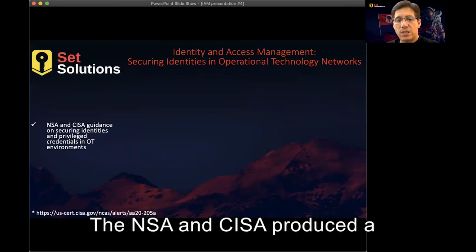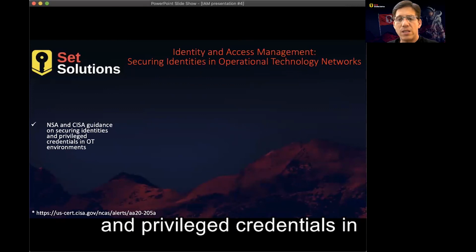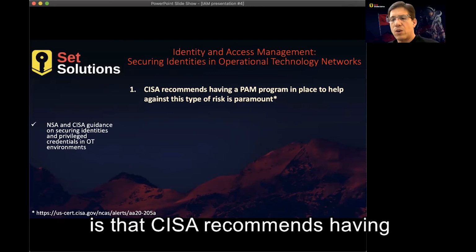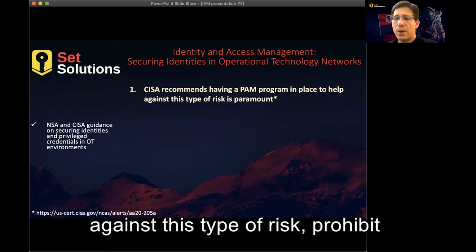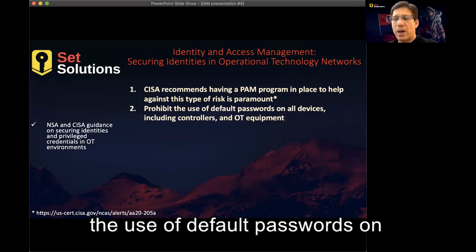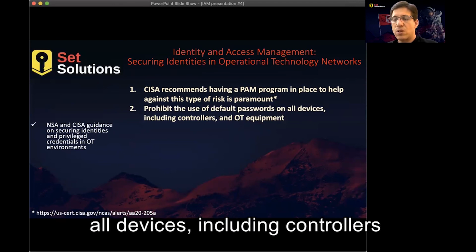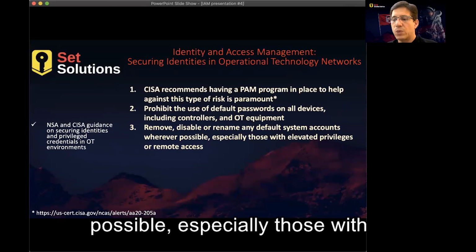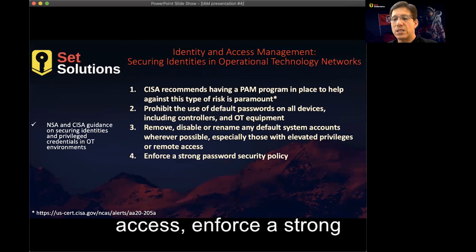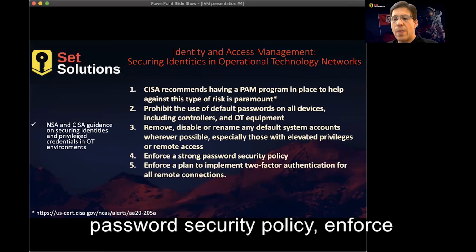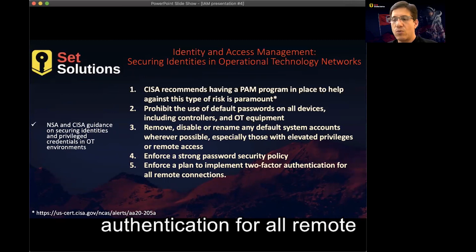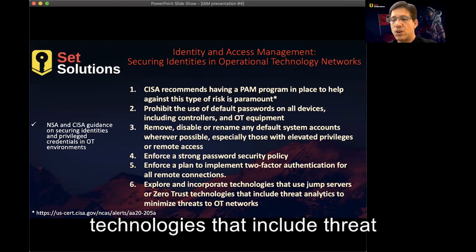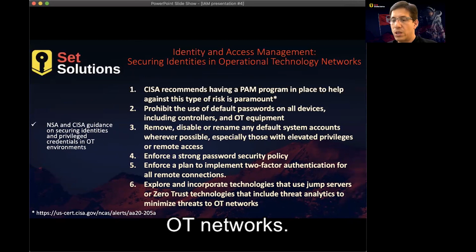The NSA and CISA have produced guidance on securing identities and privileged credentials in OT environments. One of their recommendations is having a PAM program in place to help against this type of risk. Prohibit the use of default passwords on all devices, including controllers and OT equipment. Remove, disable, or rename any default system accounts wherever possible, especially those with elevated privileges or remote access. Enforce a strong password security policy. Implement a plan for two-factor authentication for all remote connections, and explore and incorporate technologies that use jump servers or zero trust technologies that include threat analytics to minimize threats to OT networks.